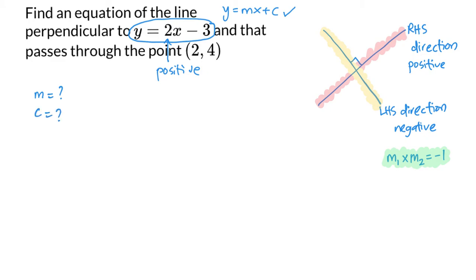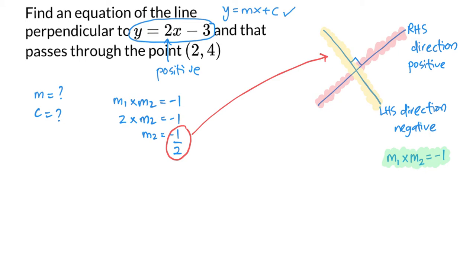So m is a gradient, and the perpendicular concept says that both gradients multiplied should get negative 1. We have the gradient there, 2. So 2 times m2 equals negative 1, and that is m2 equals negative 1 over 2. So this is the gradient for the other line, the yellow line that I shaded there. Okay, so now we have the m value, and we need to find the c value.